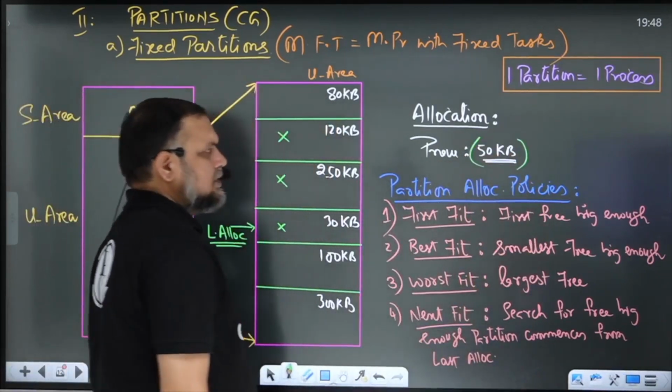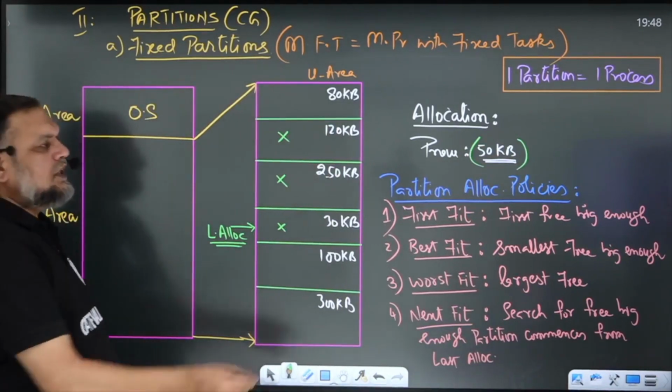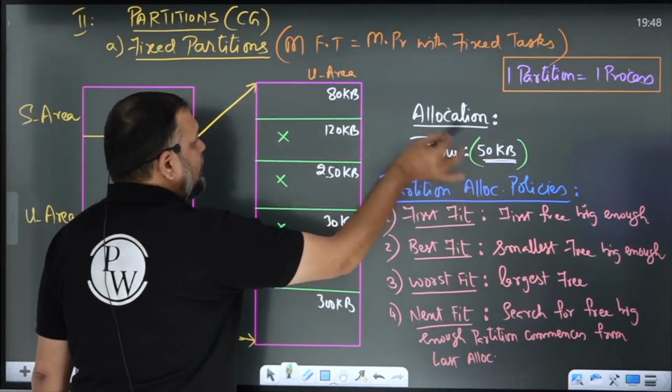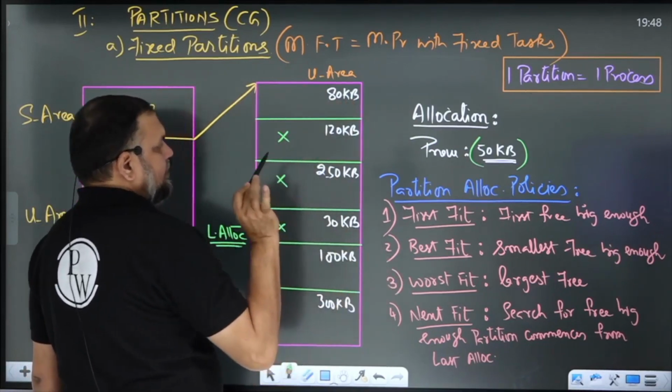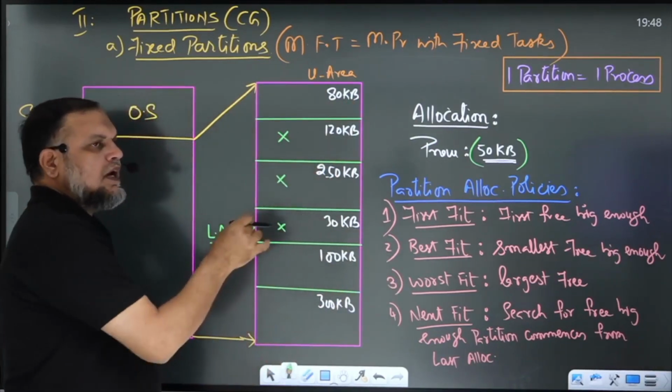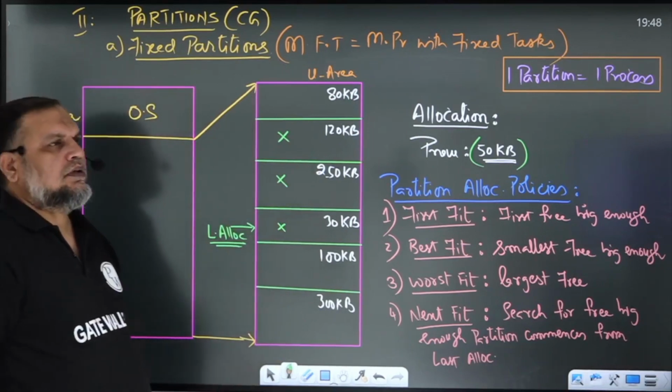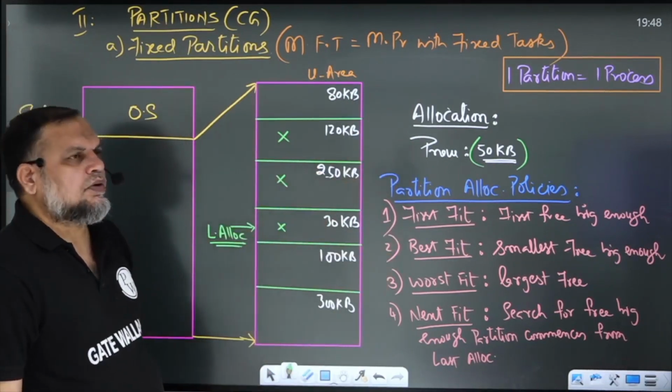Listen to me, boys and girls. 50 kb. Using first fit, I will place 50 kb in 80 kb. First fit. Using next fit, where will 50 kb go? Come on, answer me.